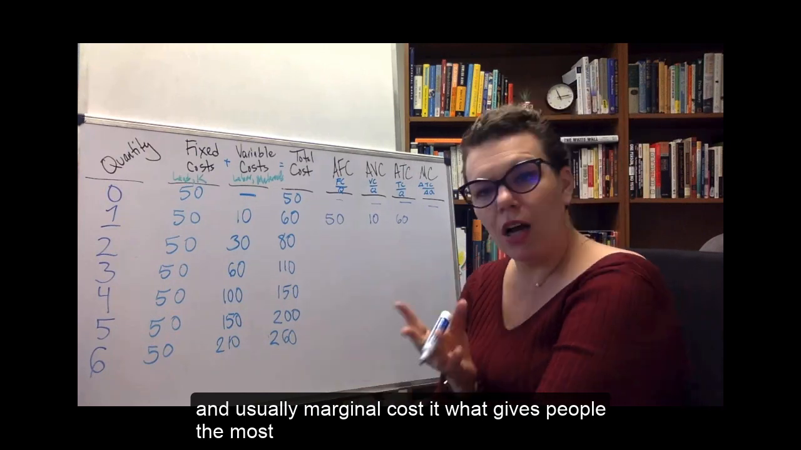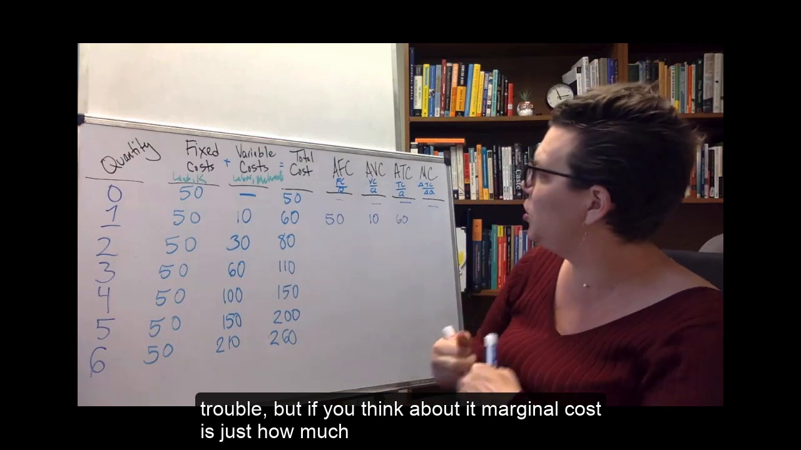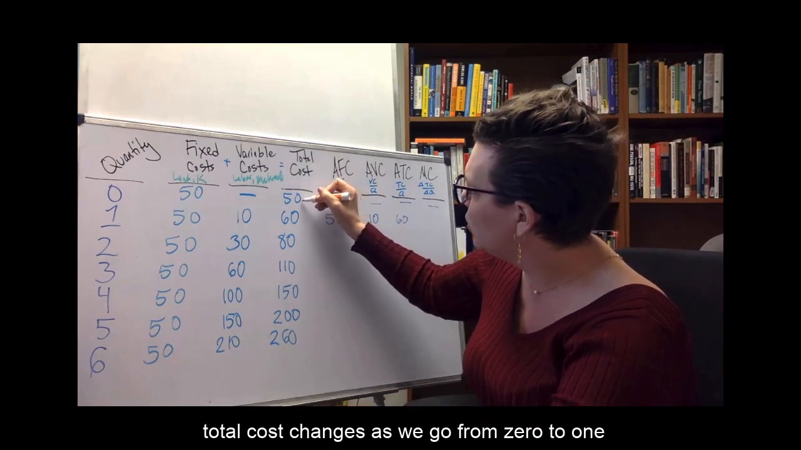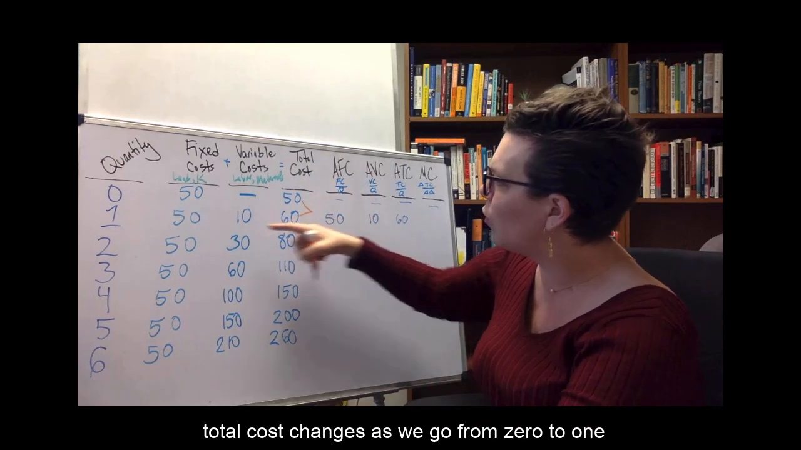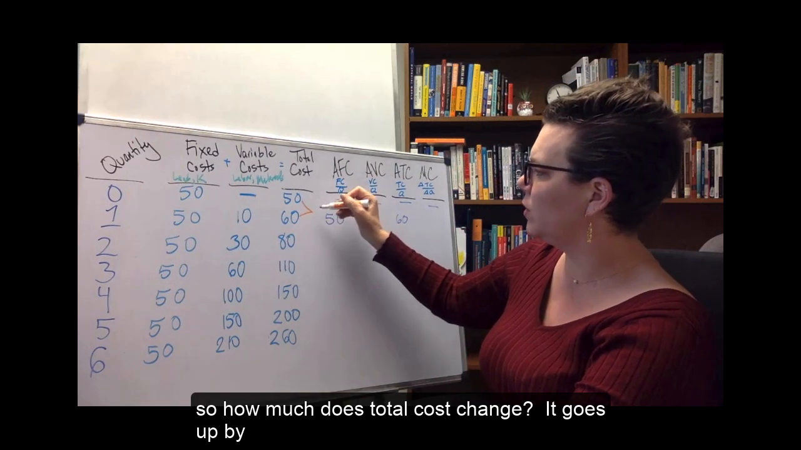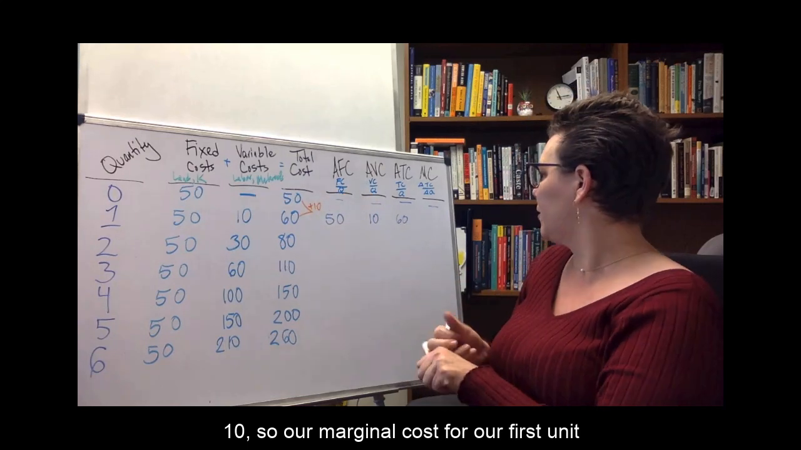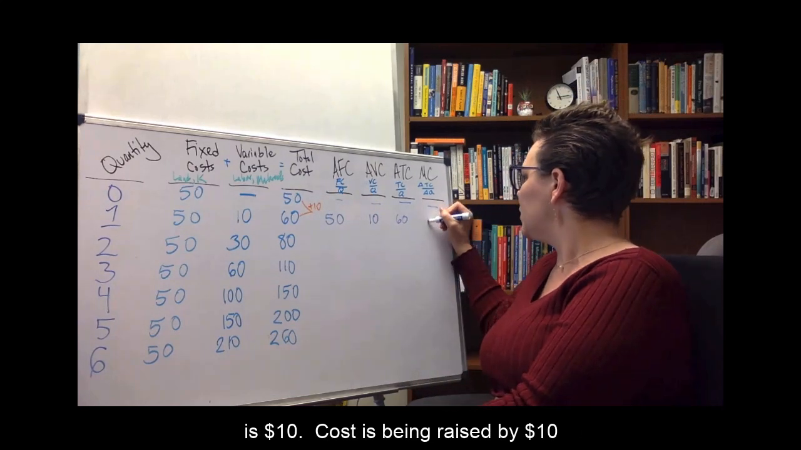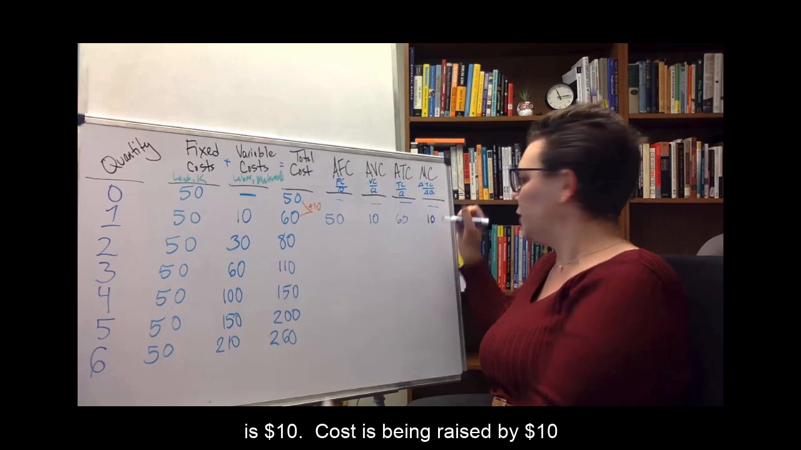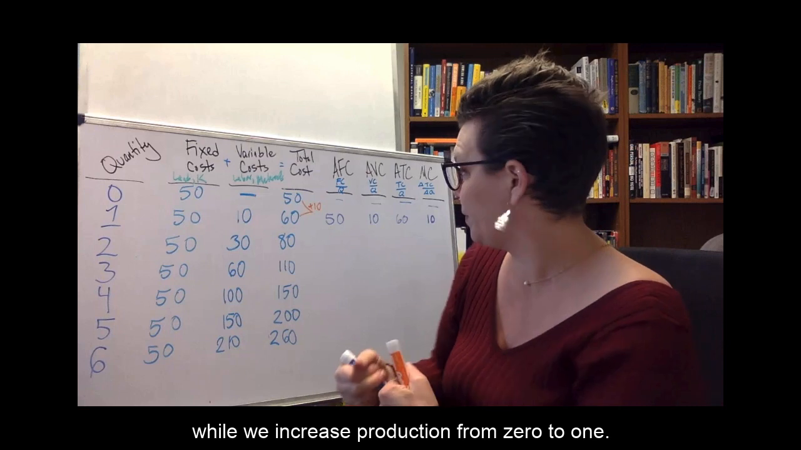Now we want to find our marginal cost. And usually marginal cost is what gives people the most trouble. But if you think about it, marginal cost is just how much total cost changes as we go from 0 to 1. So how much does total cost change? It goes up by 10. So our marginal cost of our first unit is $10. Costs increase by $10 when we increase production from 0 to 1.